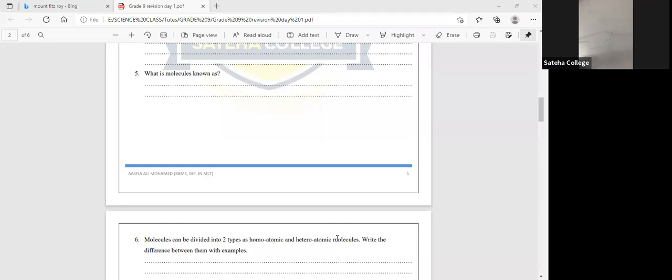Yeah, write only the answers. The questions, you can write it after the class. Don't waste time writing the questions. Write only the answers.